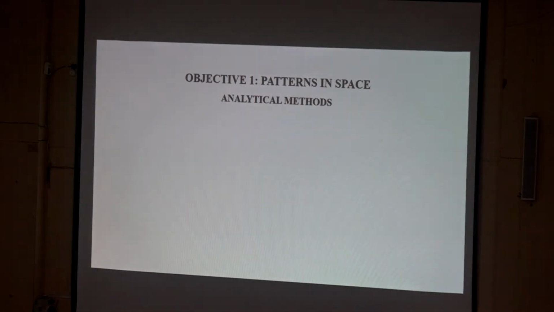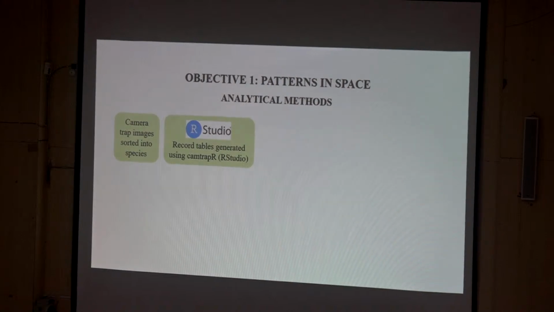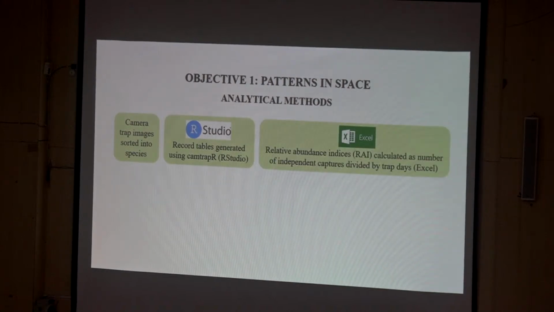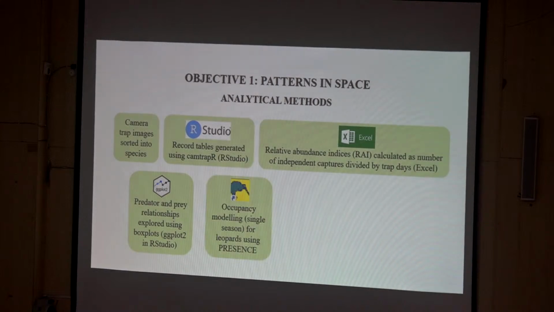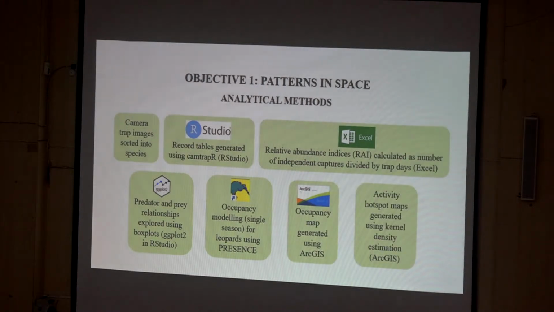In order to analyze patterns in space, I sorted the camera trap images up to the level of the species. Record tables were generated using camtrapR. Relative abundance indices were calculated as the number of independent captures divided by the trap days. The predator and prey relationships were explored using box plots. Occupancy for leopards was also modeled using presence data, and occupancy maps were generated. Activity hotspot maps were also used.